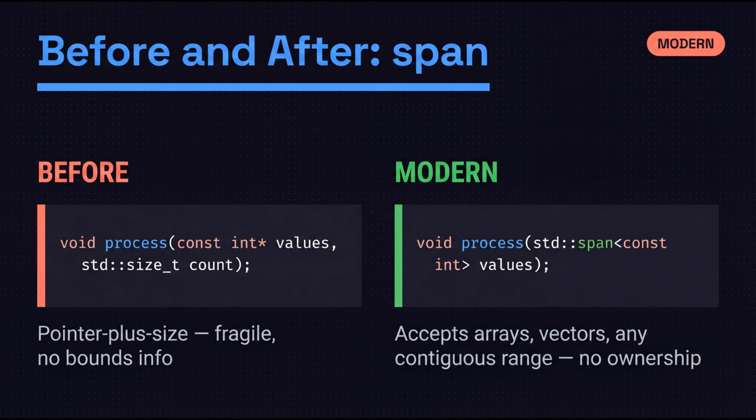The span knows its size. You can iterate it with a range-based for loop. No ownership transfer. Span borrows the data. This is one of the simplest and highest value upgrades. Every function that takes a pointer plus size pair is a candidate for span.